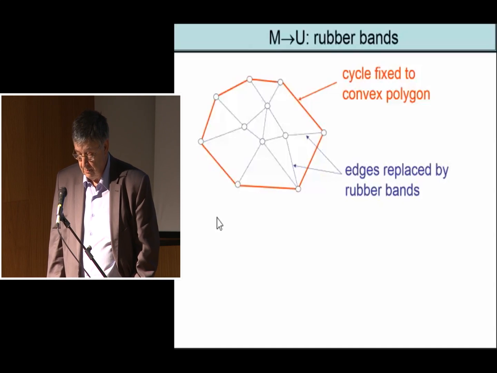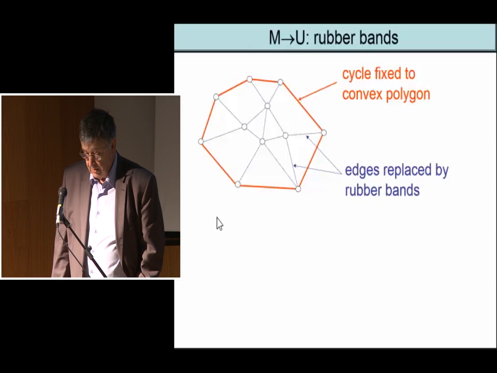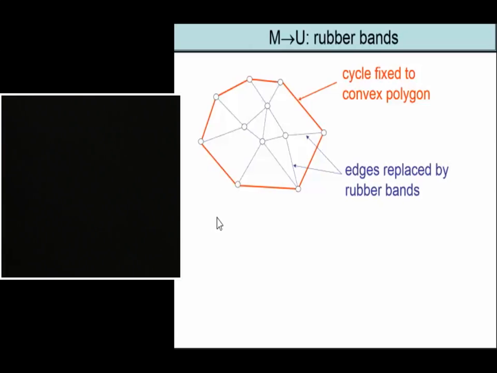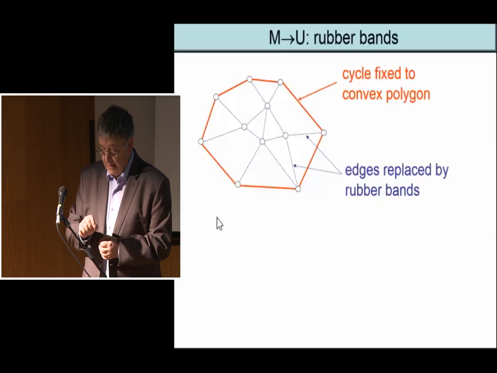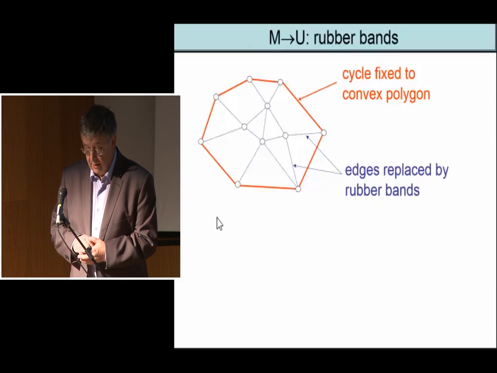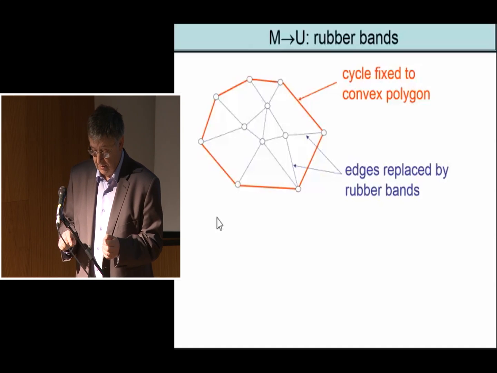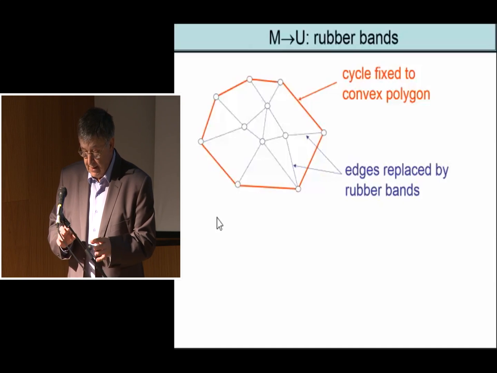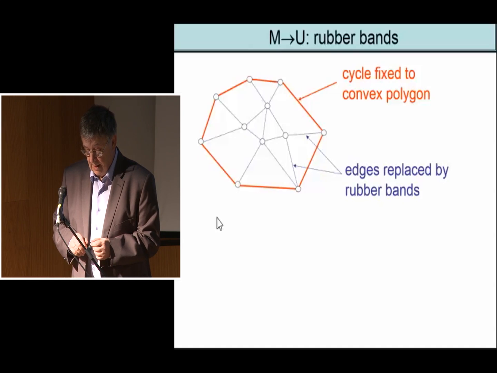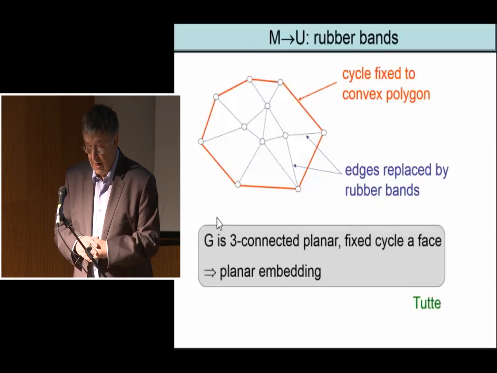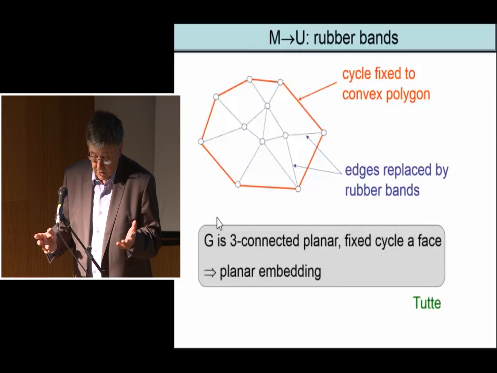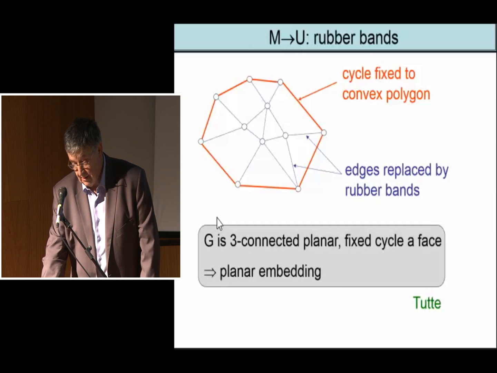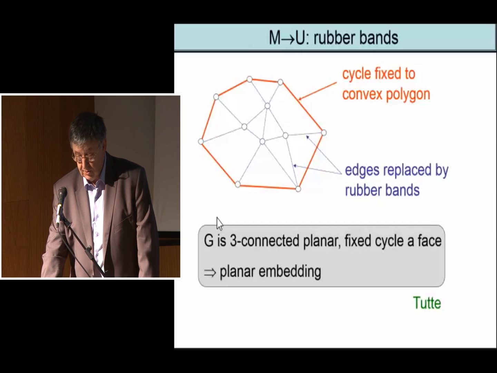It's a construction by rubber bands. So you take your graph, you take a cycle in your graph, and you fix the nodes of these cycles to a convex polygon in the plane. And then you replace the other edges by rubber bands. And then you let this whole configuration find its equilibrium. And this way you get a particular drawing of the graph in the two-dimensional space.